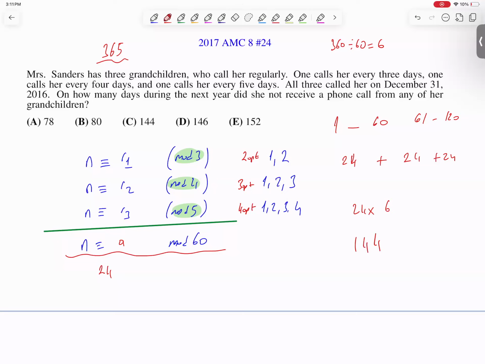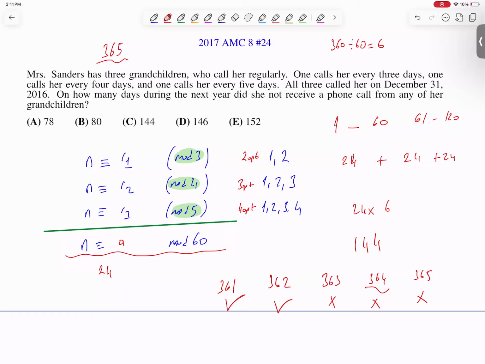But we should also consider after 360. 361. This one is not a multiple of 3, not a multiple of 4, not a multiple of 5, so nobody calls. 362 is not a multiple of 3, not a multiple of 4, not a multiple of 5. That's also one we have to include. 363, that's a multiple of 3. One of them is calling. And 364, a multiple of 4, one of them is calling. 365, a multiple of 5, one of them is calling.